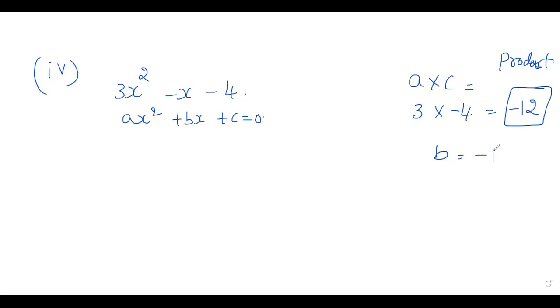That is minus 1. Nodi illi coefficient of b, x plus x ide, b plus ಏನಿದೆ? So you should consider the sign. ಏನು ಇಲ್ಲ ಅಂದ್ರೆ 1 ಇರುತ್ತೆ. So b is minus 1. So the sum should be minus 1. Okay na? Next. So you have to take two numbers. So which two numbers will you take? You have to get minus 12 as product and minus 1 as sum.